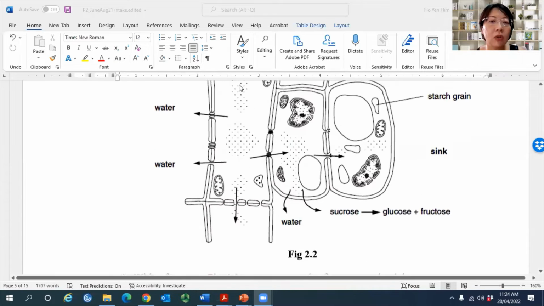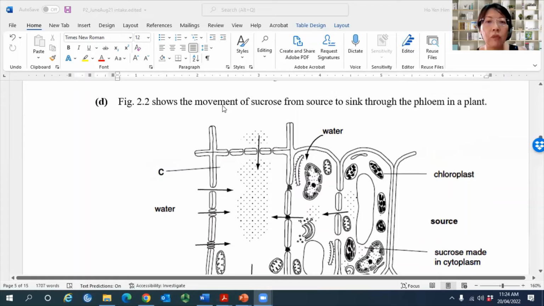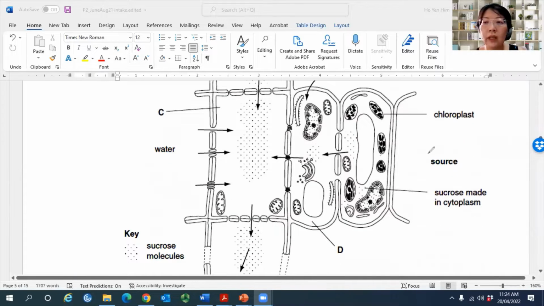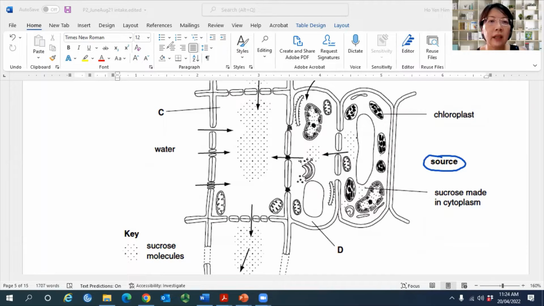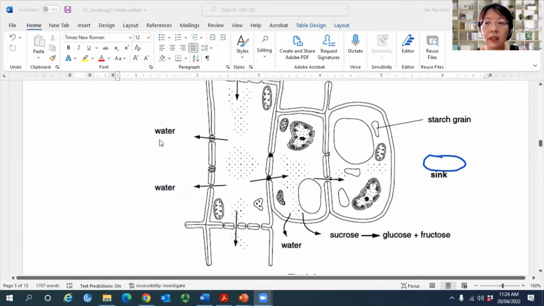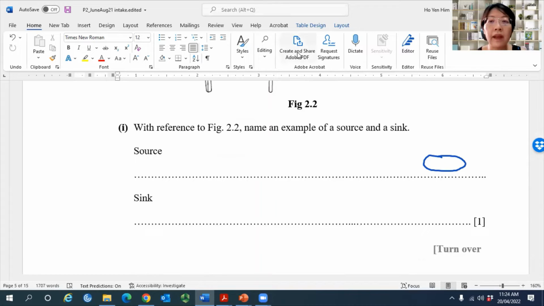So let's continue with this question, which gives you the structure of the plant, showing movement of sucrose from the source to the sink. The source is shown here, and then the sink is further down at the bottom here. This is the sink here. So with reference to the figure, name an example of source and sink.